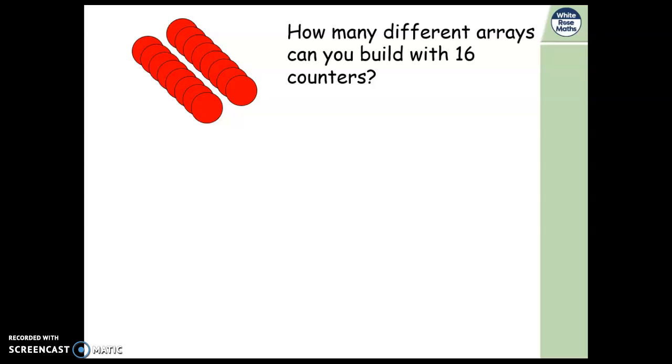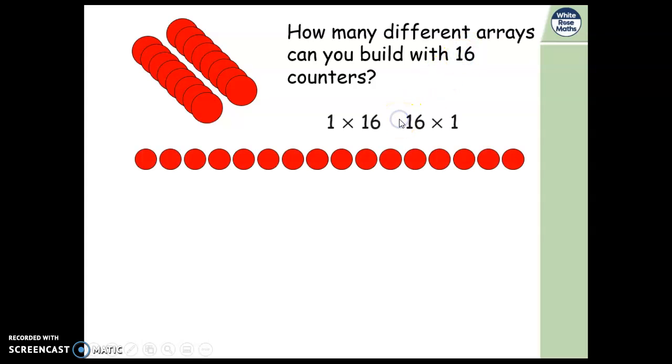Even though this question is worded differently, because it says how many different arrays can you build with 16 counters, it's asking you to do the same. What arrays can you do? So what number sentences can you make using 16 counters? So the first one we could do straight away. We could have one group of 16 or 16 times 1, because remember all we have to do is swap the numbers round.